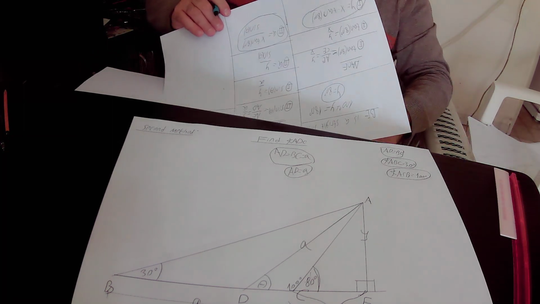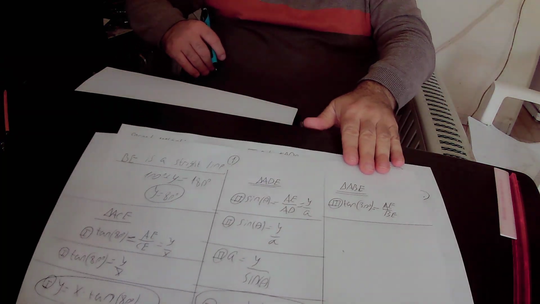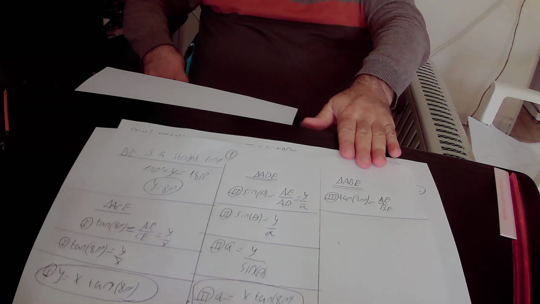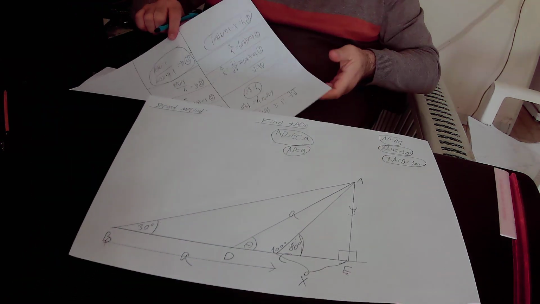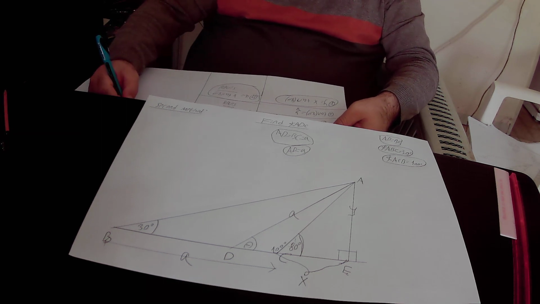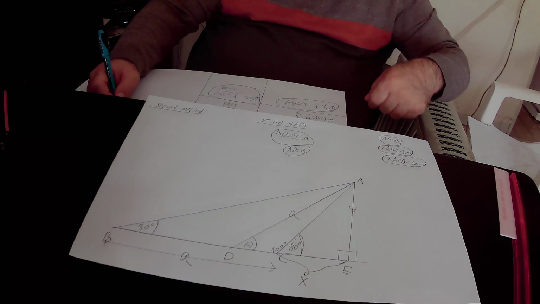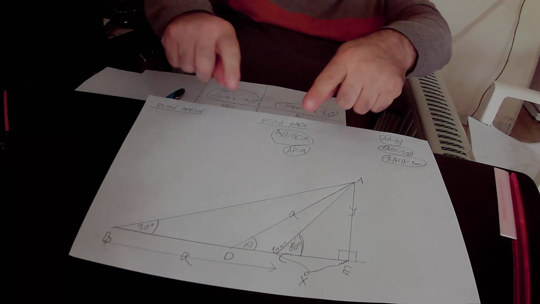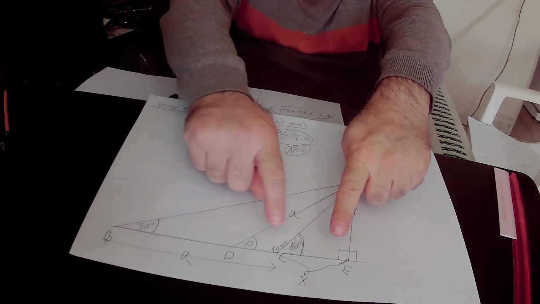I repeat again, on the right triangle ABE, tangent 30 degrees equals AE over BE. But AE equals Y according to our definition. And the value of BE, you can see from the drawing, is A plus X.